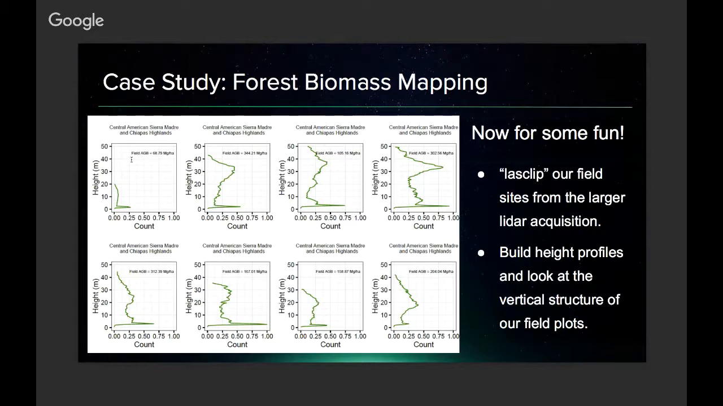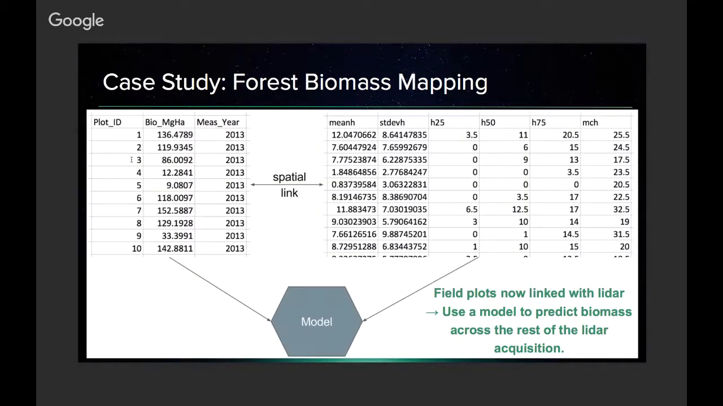And that feeds into some modeling. So again, I've clipped out my points. I know the biomass, I know when it was collected, and now I've also calculated all these metrics about what's going on in this plot, and that's based on the Lidar. I can combine those into a model, so whatever kind of model you want to use, multiple regression, random forest, GBM, I don't know, whatever you want to use, to predict biomass over the rest of the Lidar acquisition. So I can apply that model to every LAS file I have now.